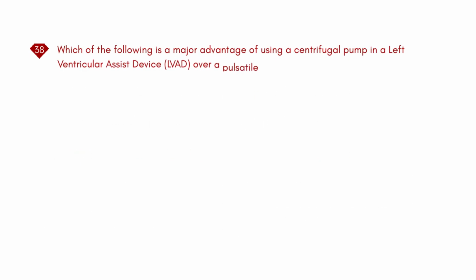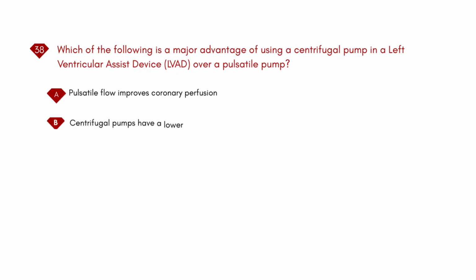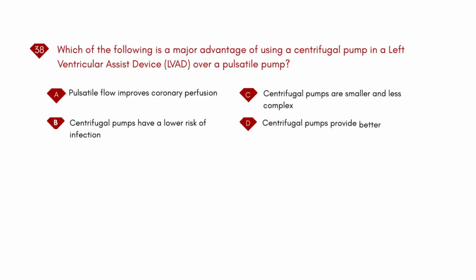Which of the following is a major advantage of using a centrifugal pump in a left ventricular assist device, LVAD, over a pulsatile pump? A. Pulsatile flow improves coronary perfusion. B. Centrifugal pumps have a lower risk of infection. C. Centrifugal pumps are smaller and less complex. D. Centrifugal pumps provide better long-term support. Answer: C. Centrifugal pumps are smaller and less complex.